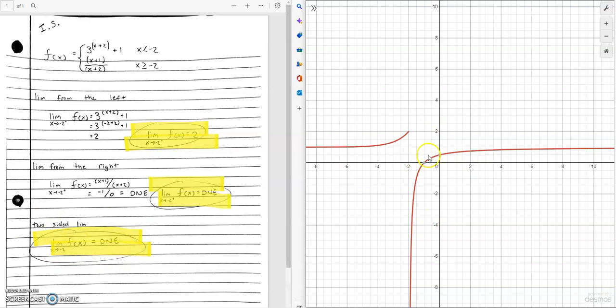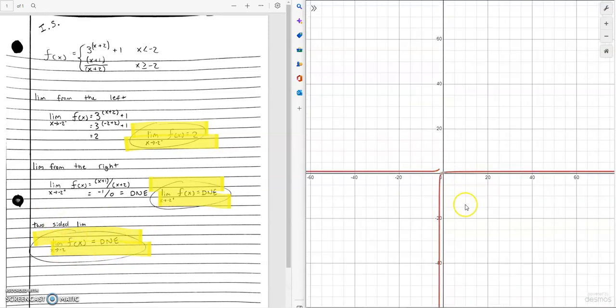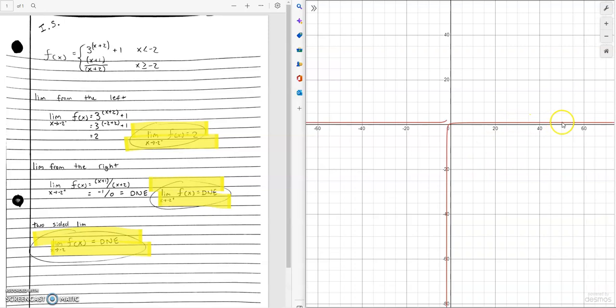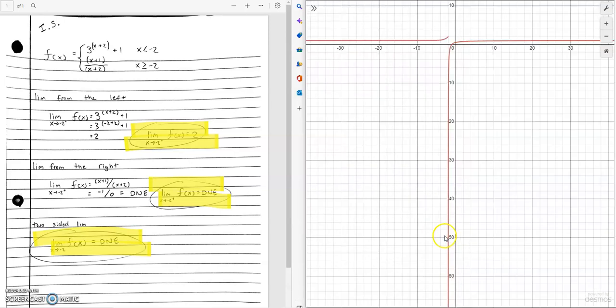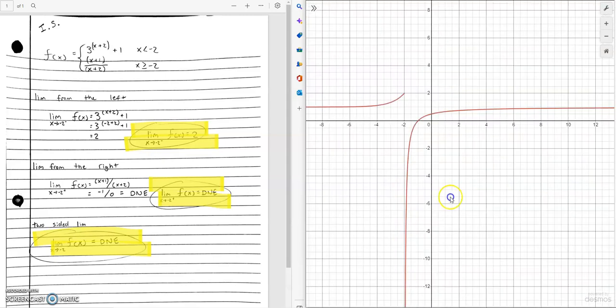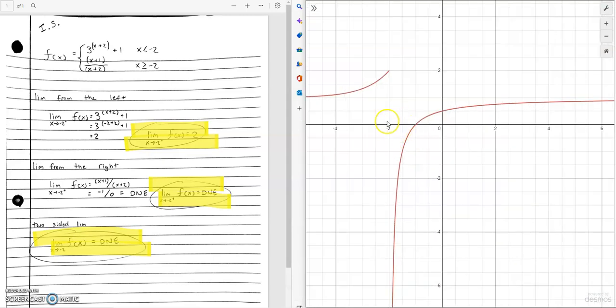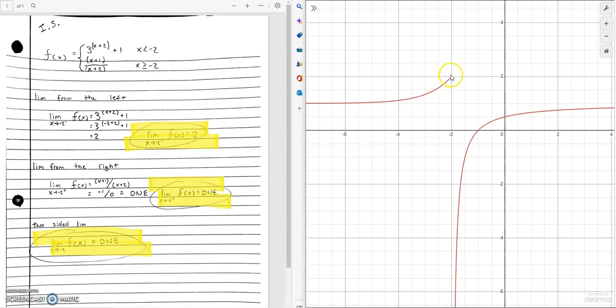We can prove that using our graph. We can clearly see that our right-sided function will continually approach -2 and never reach it, and our left-sided function ends right here, almost hitting 2 but never actually doing it.